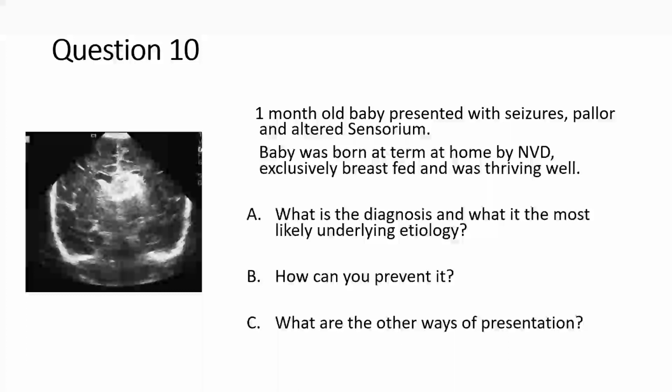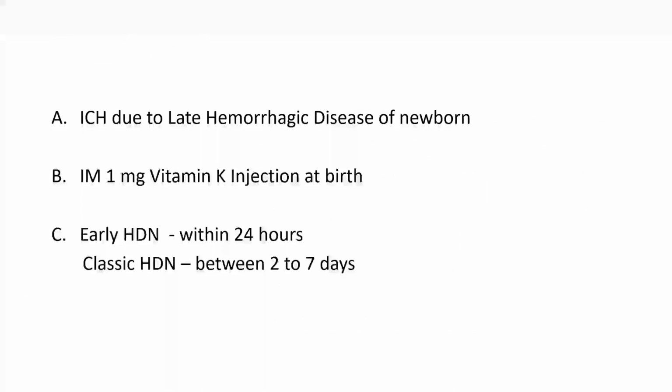Okay, so good number of answers. It is very obvious on the cranial scan, there is a large intraventricular and intraparenchymal hemorrhage on one side. So this baby presented at 1 month. This baby was home born, and this baby was exclusively breastfed. So the most likely underlying cause is vitamin K deficiency, which presented as late hemorrhagic disease of the newborn. How could you prevent it? You can prevent it by giving an intramuscular injection of vitamin K at birth, 1 milligram, and that will help to prevent late hemorrhagic disease of the newborn.